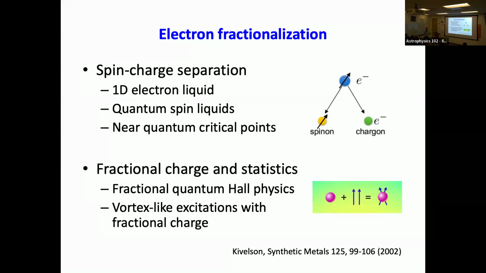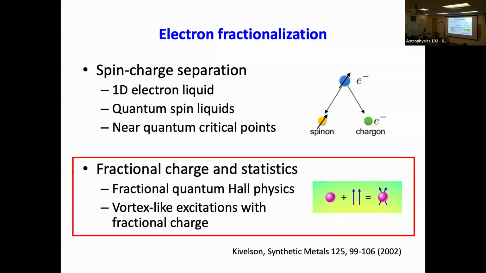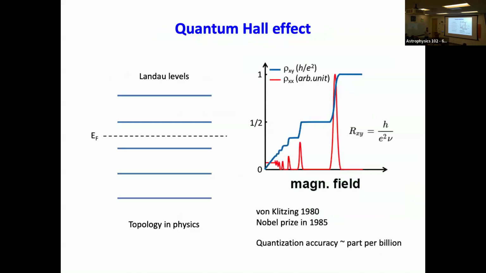The second type of electron fractionalization is really just splitting the charge of the electron into fractions. That's realized in the famous example of the fractional quantum Hall effect. In this kind of phase of matter, it supports excitations which are vortex-like but carry fractional charge. And today I'll be talking about this under zero magnetic field.